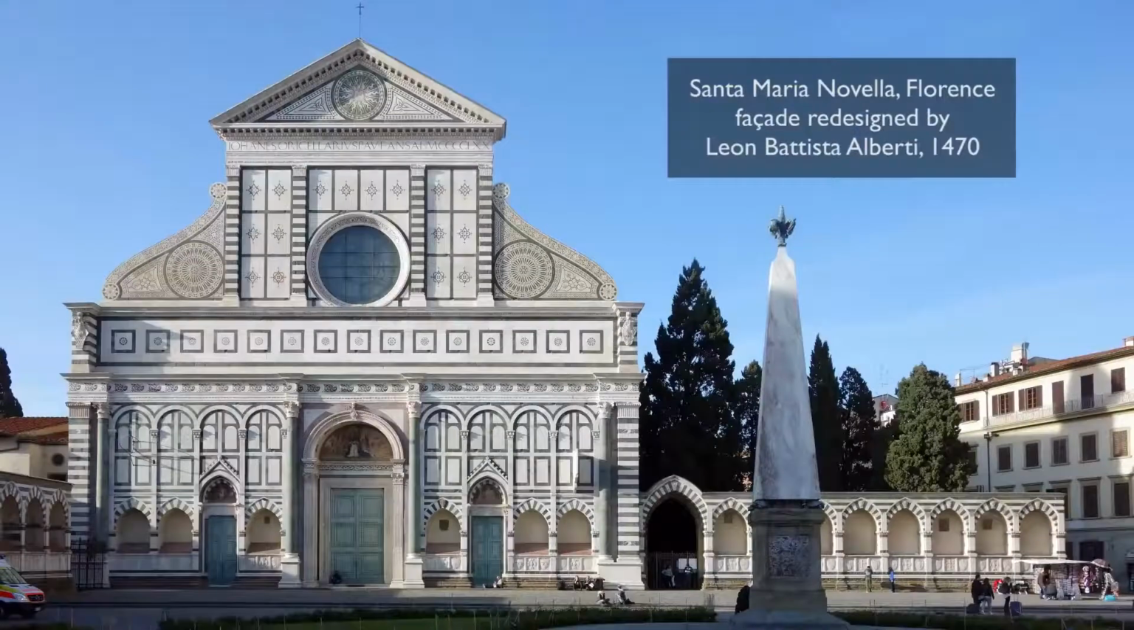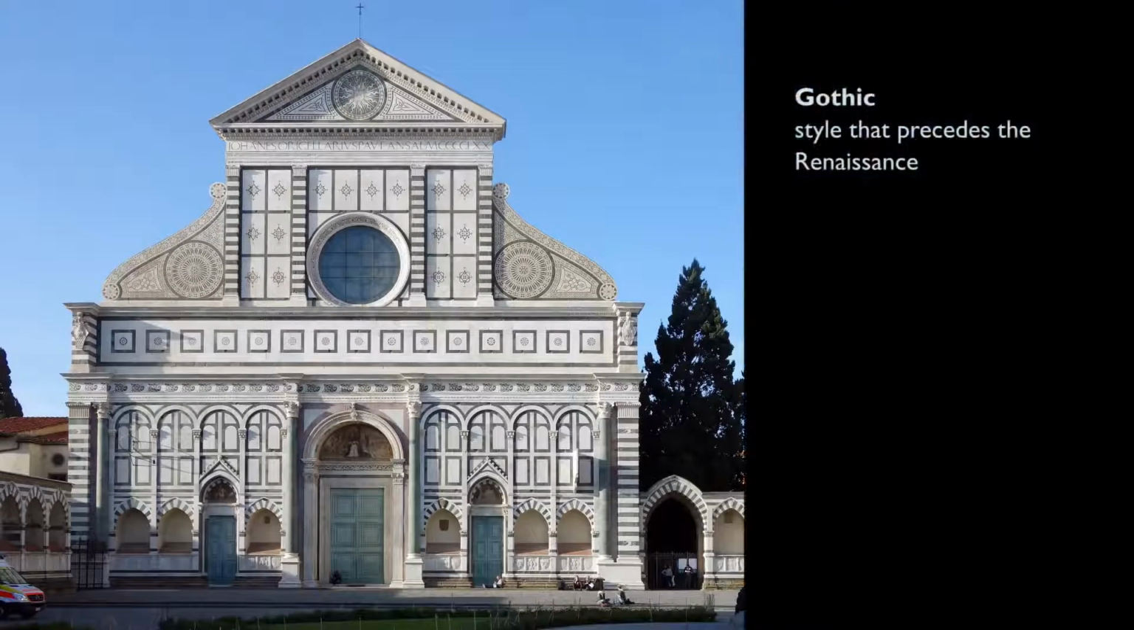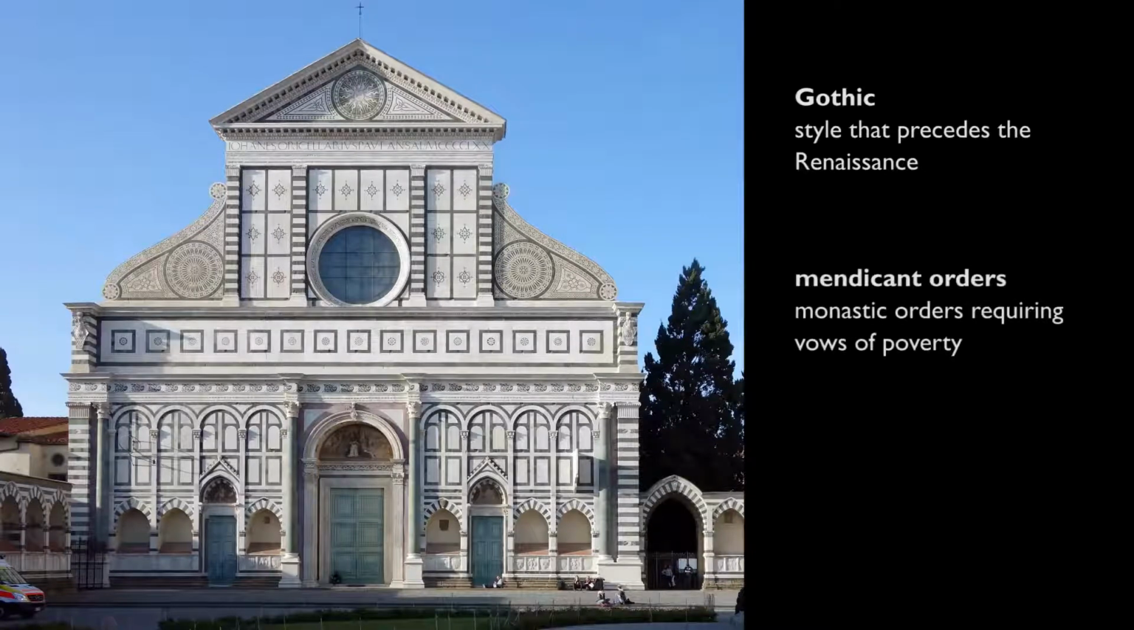We're in the piazza just in front of Santa Maria Novella in Florence, and we're looking at a facade that was redesigned by Alberti, the great Renaissance architect. Santa Maria Novella is an important Gothic church here in Florence, one of the two mendicant churches in the city. And by that we mean churches founded by the begging orders, the orders of monks who begged for a living, the Dominicans and the Franciscans, and Santa Maria Novella is a Dominican church.